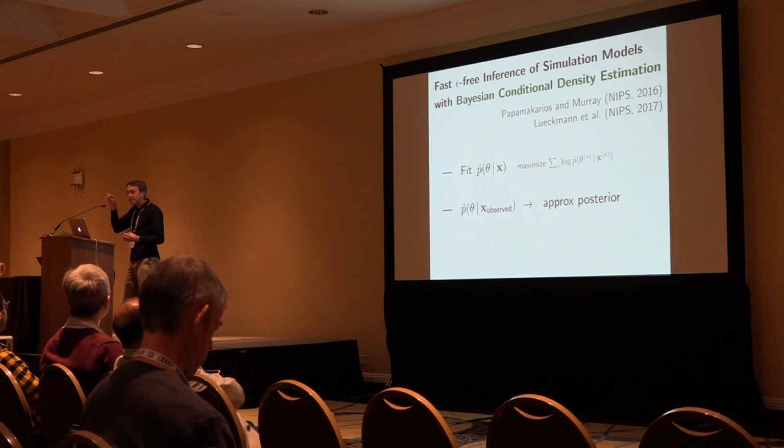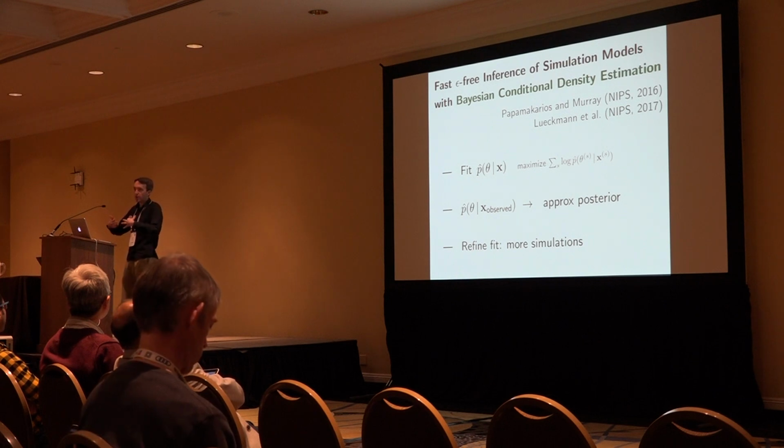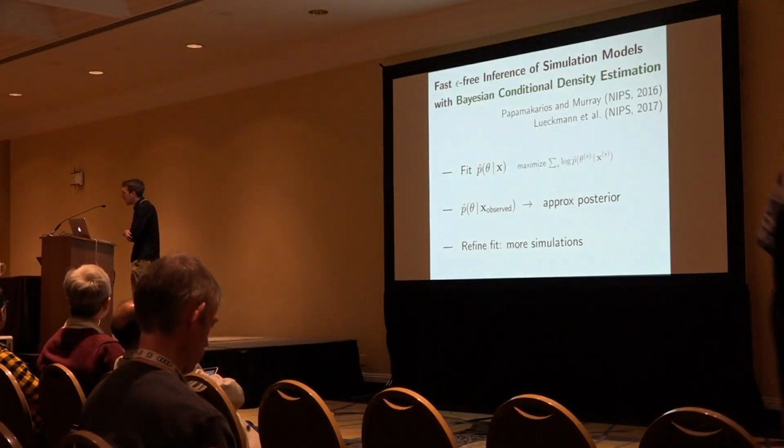And so that tells us where it would be useful to run simulations. We could go in and run more simulations from parameters that are plausible and fit a better neural net. So in the paper we said, we'll refine the fit and we'll have this iterative process where we'll draw simulations and then we'll improve our neural network fit, and in the end we'll have something that tells us what to believe.